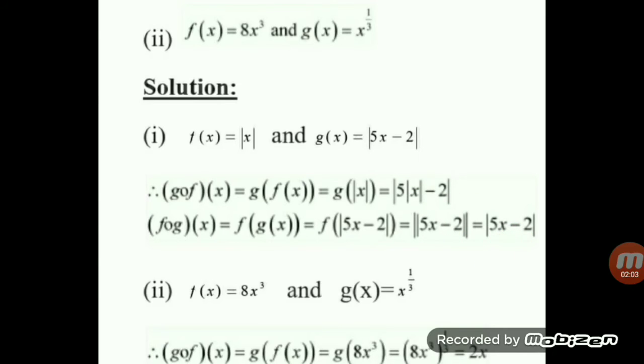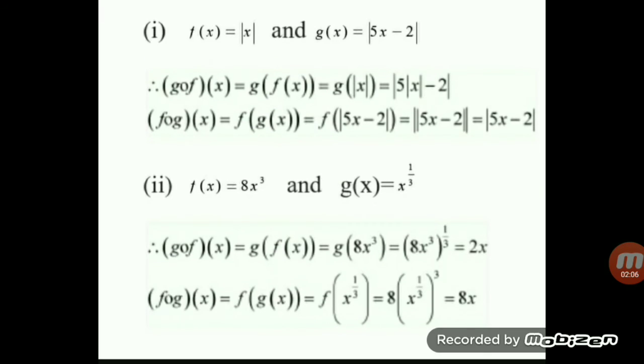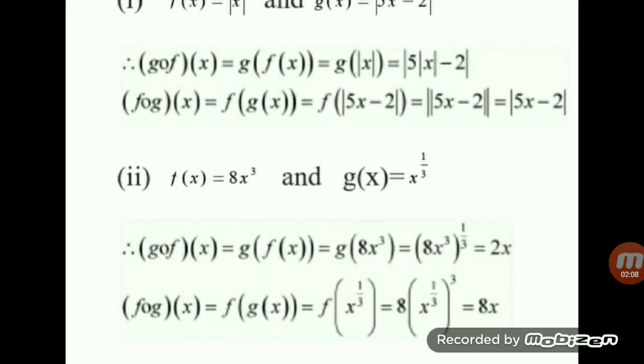I hope you understand the solution. Same way we can do the next one. The first is f(x) equal to 8x cube and g(x) equal to x to the power 1 by 3. So GOF of x becomes g of f(x). Substitute the f(x) value, f(x) means 8x cube. If you want to take it as y, it becomes g of y. In that case, we'll have y to the power 1 by 3. What is y? 8x cube to the power 1 by 3. 8 means 2 cube, and x cube, so 2x whole cube. So it becomes 2x whole cube and the 1/3 will be cancelled out. So twice x will be left.